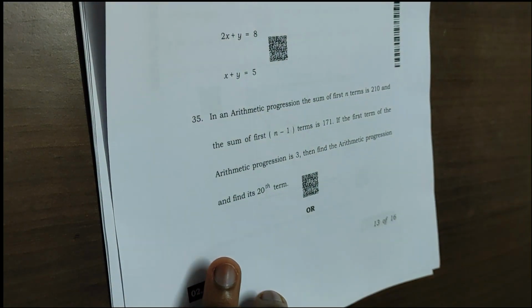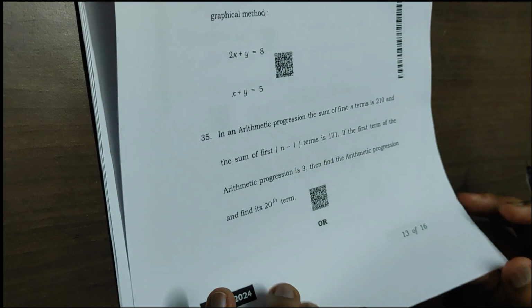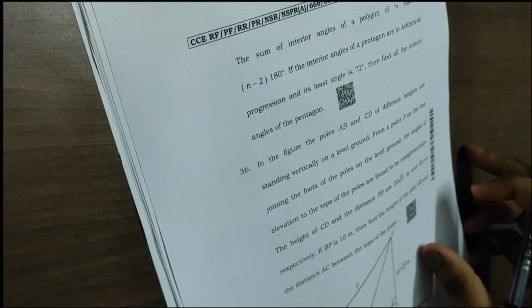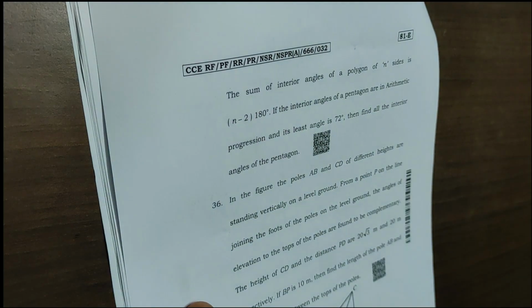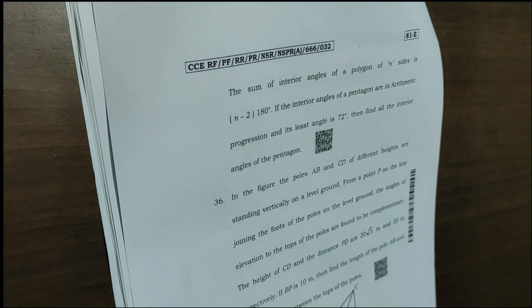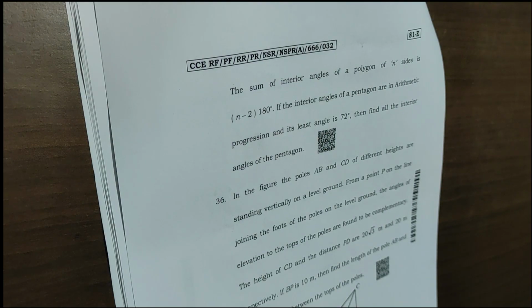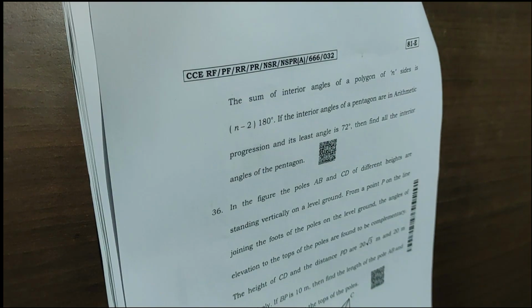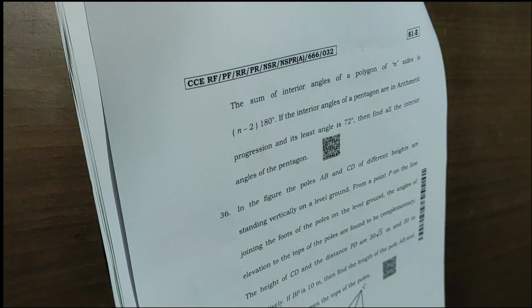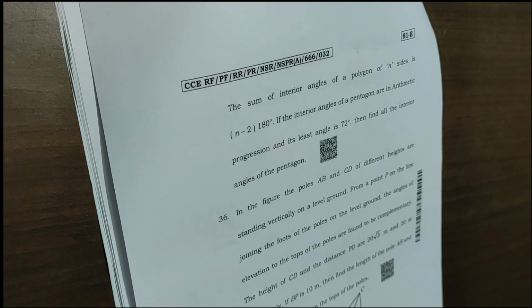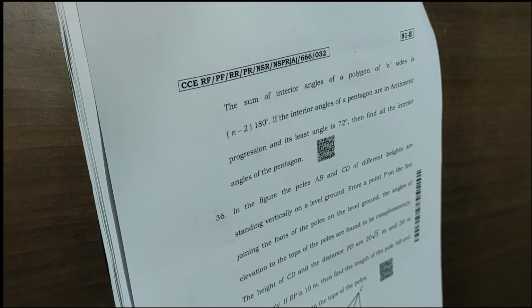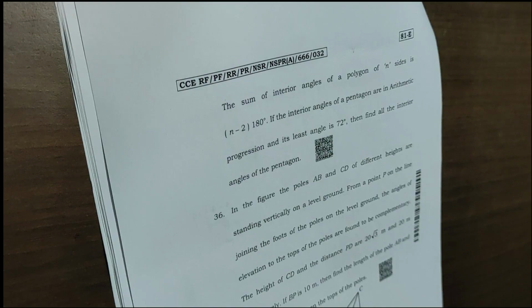Now let us move on to the 35th question, part B. The sum of interior angles of a polygon of n sides is n minus 2 into 180. If the interior angles of a pentagon are in arithmetic progression and its least angle is 72 degrees, then find the interior angles of the pentagon. We know a pentagon has 5 sides.